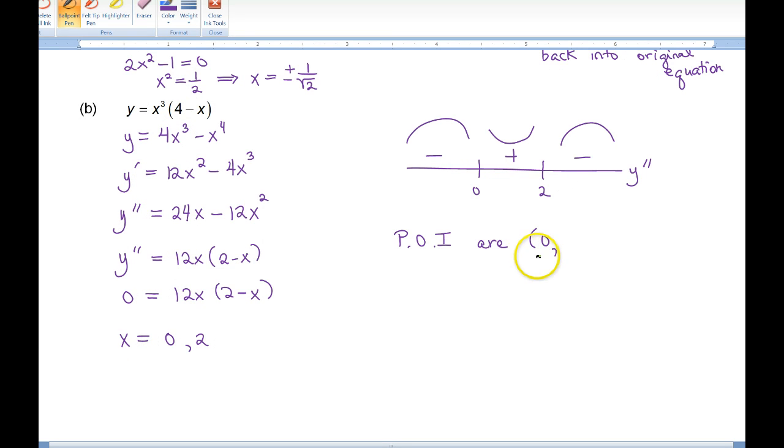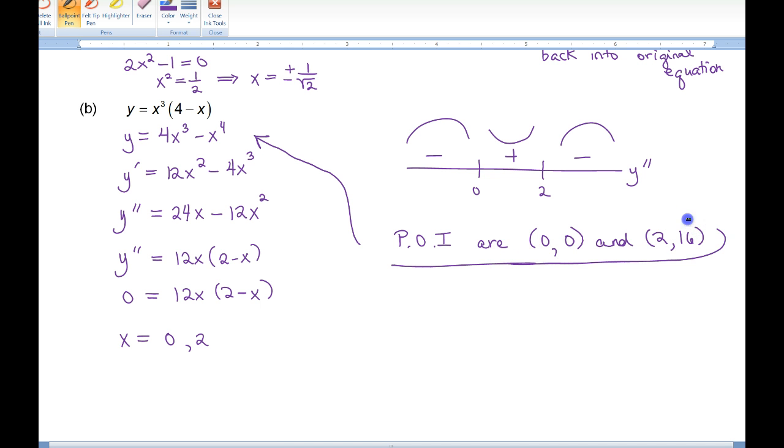So once we're looking for the points of inflection, go back to the original. When I plug in 0, I get 0. And when I plug in 2, I get 4 times 8, so 32 minus 16 is 16. So here are my points of inflection.